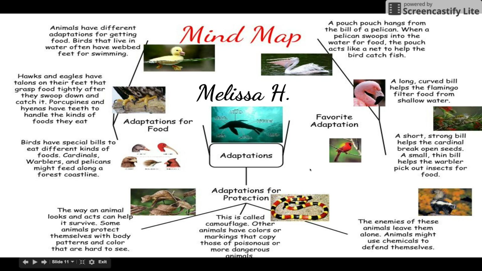This is also a mind map. This one was about adaptations. And this one you can tell definitely looks very different from the last one. So each student's work becomes very unique in how they complete it.